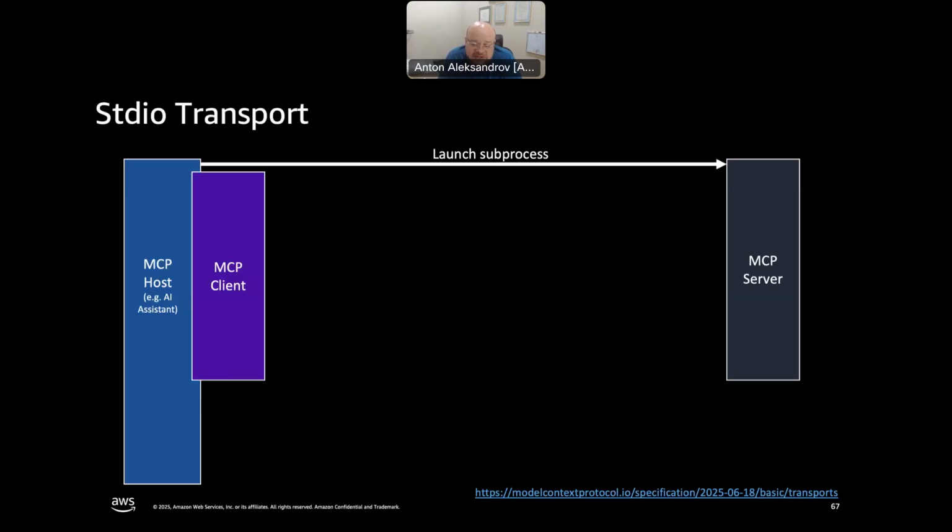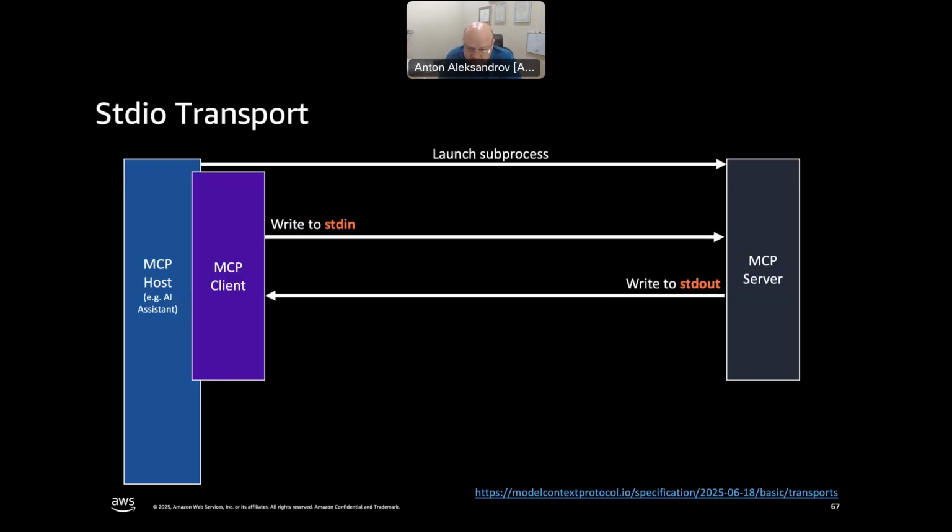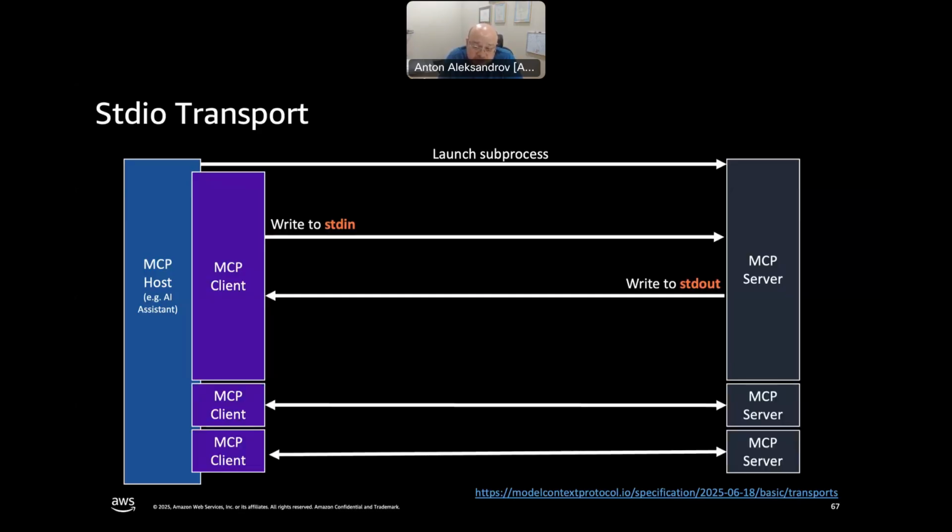It will then create an instance of MCP client and use standard input and output to communicate between client and server, right? Basically send those JSON objects you saw in the previous slide. This is super simple, super fast. Everything is happening on your system. It's just communication between two processes, right? And you can obviously have more than one pair of clients and servers running at a time. Each server will run in a standalone sub-process.